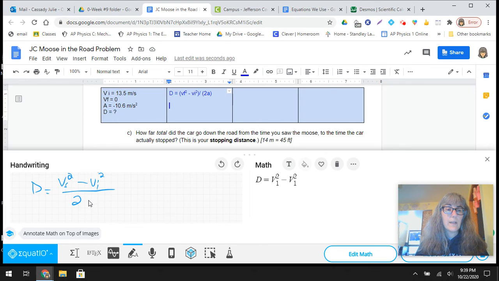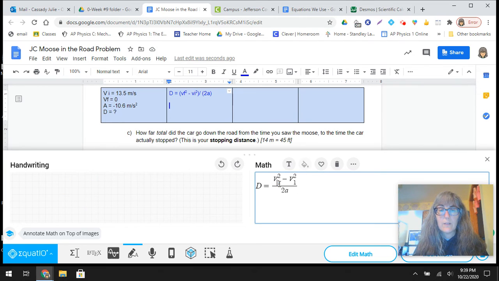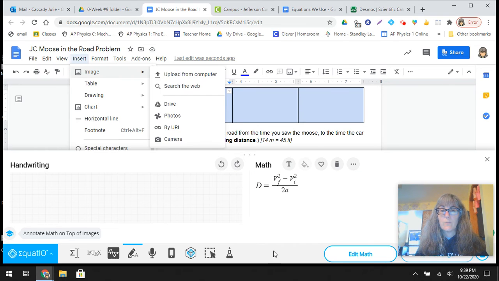Over to A. And then if there's anything you need to fix, we can do that. So this one here needs to be an F. This needs to be an I. We can make those lowercase if we want to. And then we're going to go ahead and insert math.